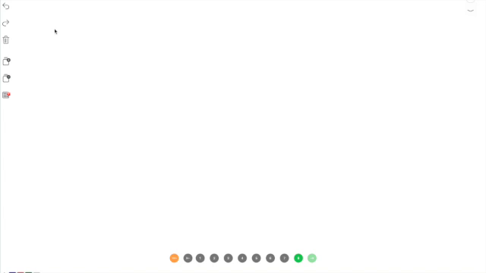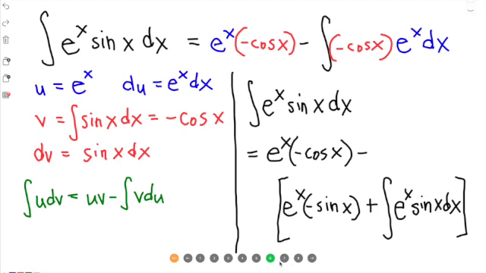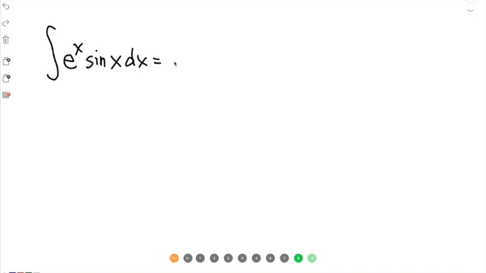Okay, so our problem is the integral of e to the x sine x dx. The key here is just to write everything as it is and not miss anything. Okay, so here it's, let me write it down where the negative sign would be outside. So that's negative cosine x.